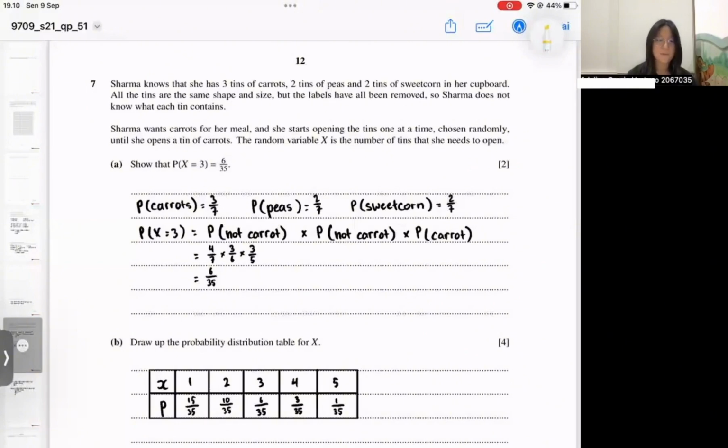To find the probability that the total number of trials is 3, we'll multiply all of that. 4 over 7 times 3 over 6 times 3 over 5 will be equal to 6 over 35. Therefore, the probability of x equals 3 is proven.